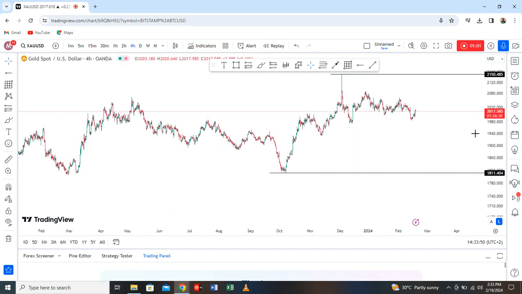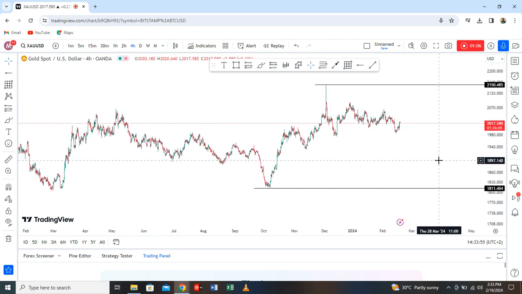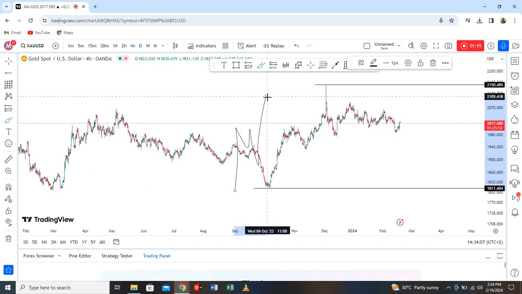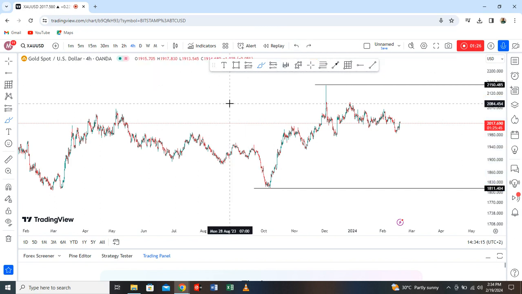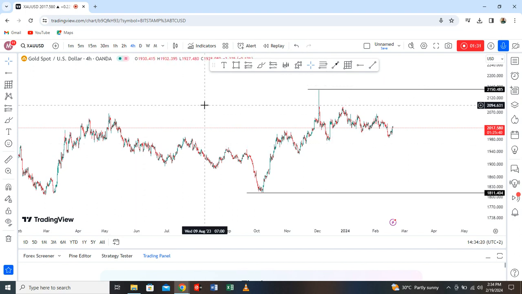Now I'm on my 4 hour. Before I highlight my important key levels, guys, I'm using the 4 hour to look at the nature of the market. By that I mean, are we in an impulsive or a correctional phase? We all know that after an impulsive move or a correction, it's a series of those things pushing either to the upside or to the downside. So we're using the 4 hour to look at the phase of the market, the nature of the market.